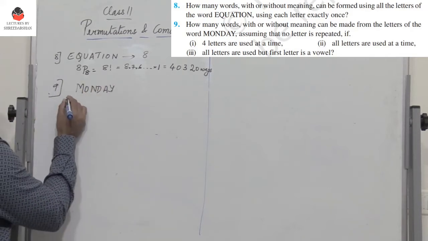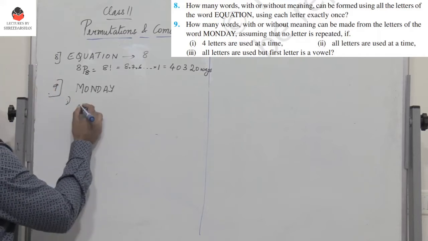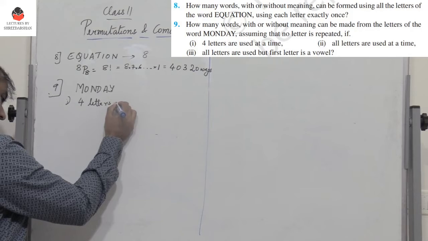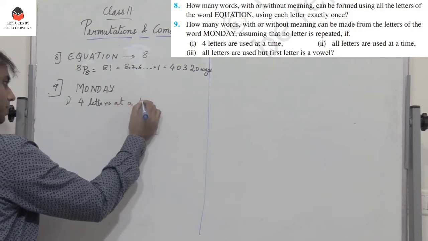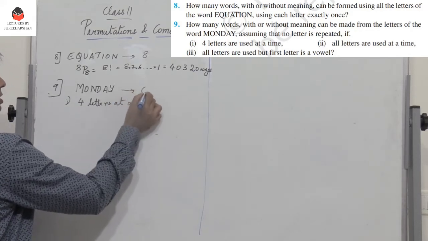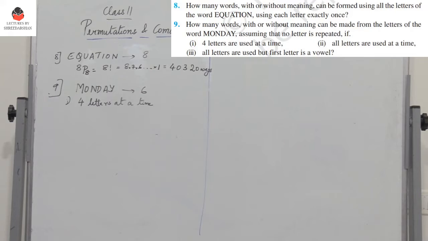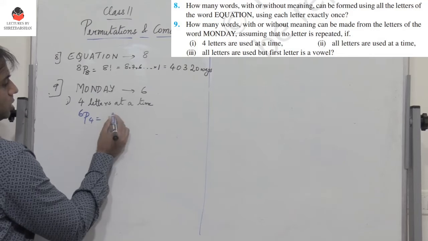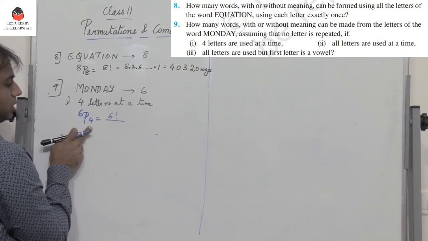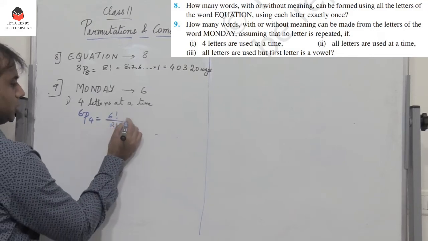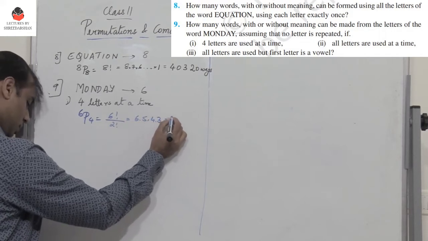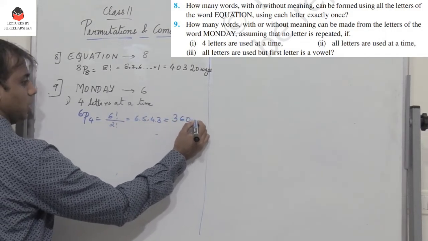First case, 4 letters at a time, so you use 4 letters at a time. Here I have 6 letters or alphabets. So if I'm using 4, it's going to be 6P4. Very simple. So you have 6P4, which is factorial 6 divided by factorial 6 minus 4, which is 2 factorial. So which is 6 into 5 into 4 into 3, which is 360 ways.